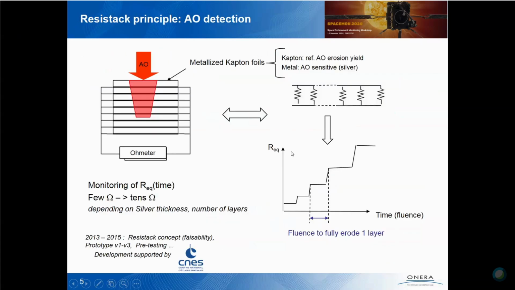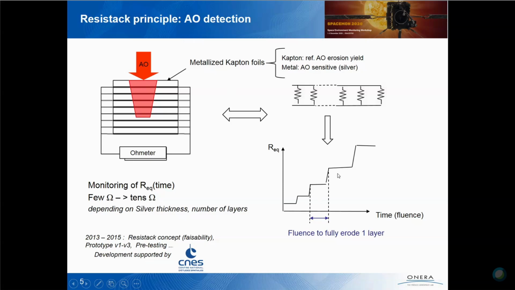So this detector principle is shown here. It consists of multi-layer devices. So we have metallized Kapton films that are stacked and connected electrically. So the whole structure behaves like several resistors in parallel. And each time a Kapton film is fully eroded, you have the rupture of the associated resistance, and the overall equivalent resistance shows a step increase.